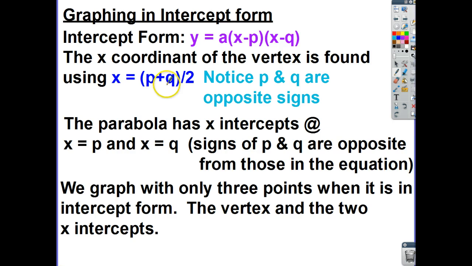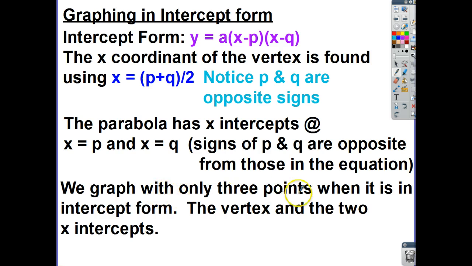Negative q up here, positive q in our formula. So we have to remember that those are going to be opposites. Okay, and the parabola has x-intercepts at x equals p. Again, they're opposite from what they are in the problem here. Whatever this is, whether it be plus or minus, this is going to be the opposite, and x is equal to q. Again, the opposite. Signs of p and q are opposite from those that are in the equation.